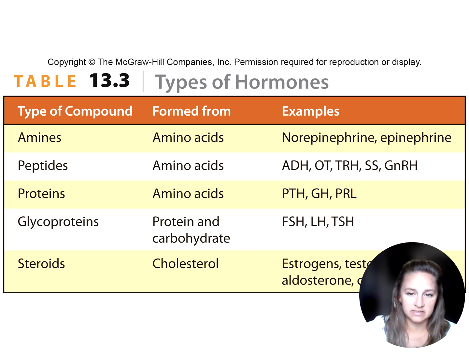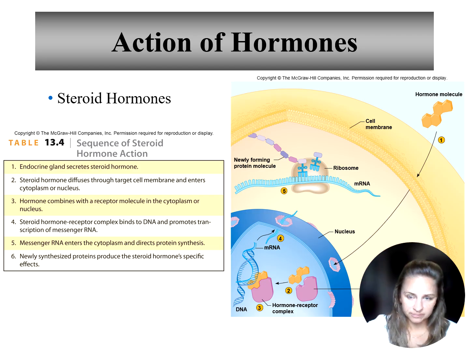Peptides, these are like shorter versions of proteins. So maybe they don't have as complicated of a tertiary or quaternary structure, but they're made up of amino acids. There are proteins, which is just a more complex molecule. Glycoproteins means it's a protein, but it has some sugar, some carbohydrates. And then we have steroids, like cholesterol is another example of a hormone.